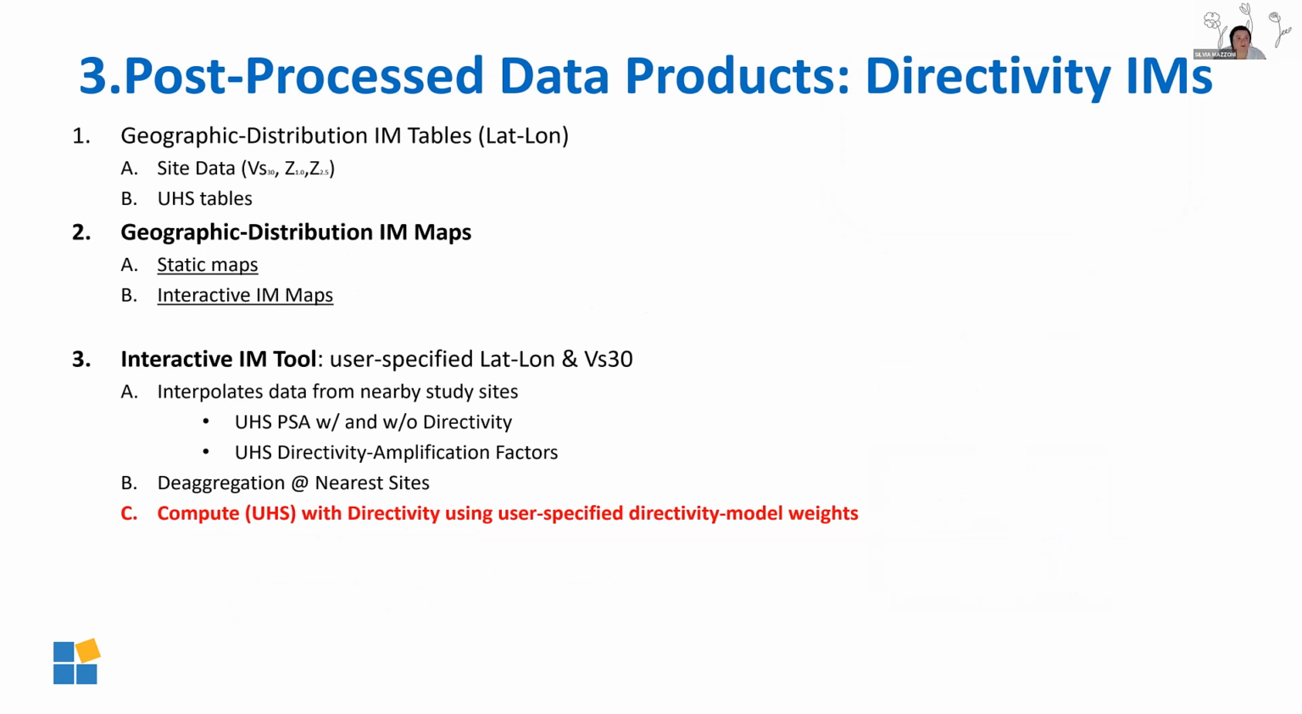We've got the geographic distribution of the intensity measure tables. So tons of CSV files that are grouped. You've got latitude and longitude, and then the intensity measure depending on different site data. We've got UHS tables, and I think I also have hazard curves. And again, that's something that's easy to access just by a computer.